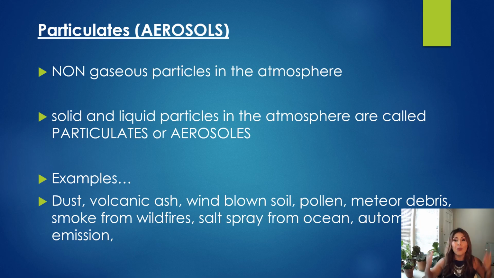Particulates, this is another portion of the atmosphere that is not gases, right? It's not gaseous. These are aerosols. They're little things in the atmosphere that hang out there, but they're not gases. They're very small particles. We call them particulates, okay? They're non-gas particles in the atmosphere. They could be solid or liquid particles in the atmosphere. Examples of these are dust, volcanic ash, wind-blown soil, pollen, meteor debris, smoke from wildfires, salt spray from ocean, automotive emissions.